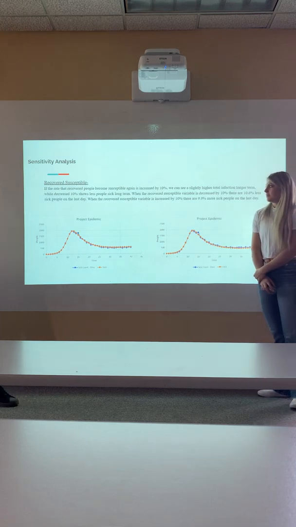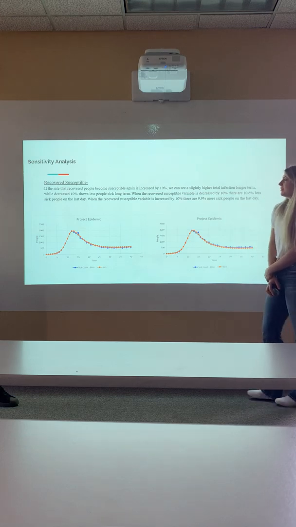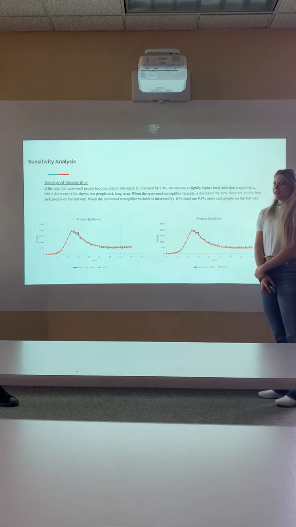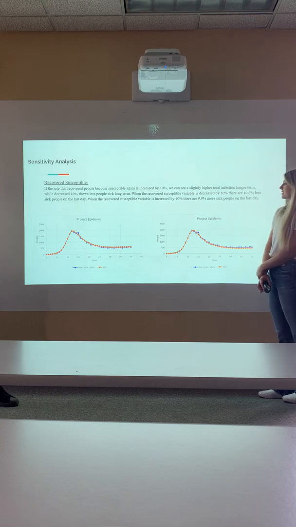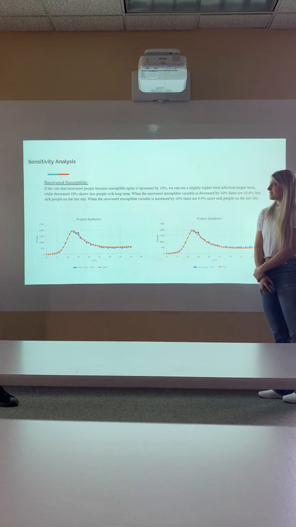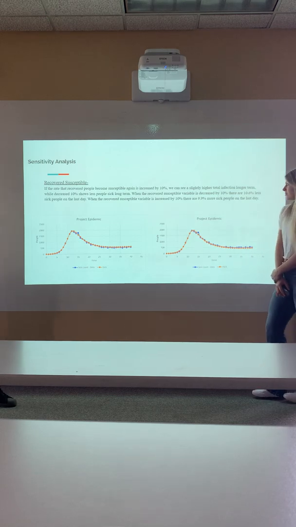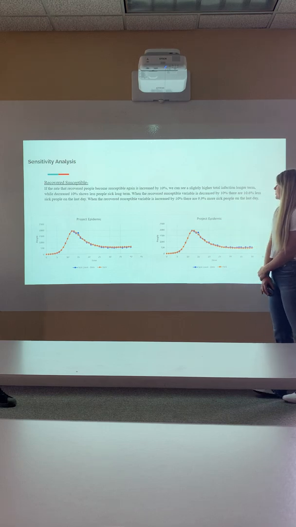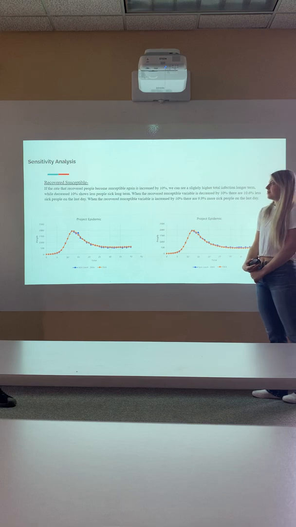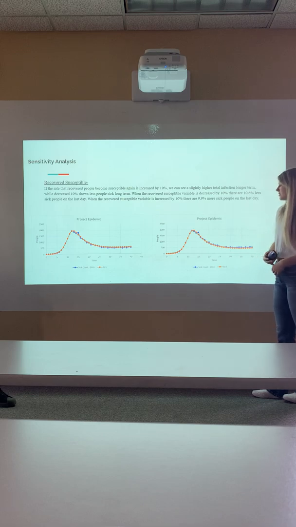Here we are comparing recovered susceptible people. If the rate that recovered people become susceptible again is increased 10%, we can see a slightly higher total infection long term, while decreased 10% shows fewer people sick long term. When the recovered susceptible variable decreases by 10%, there are 10.6% fewer people sick on the last day, while if we increase this number by 10%, there are 9.9% more people sick on the last day.